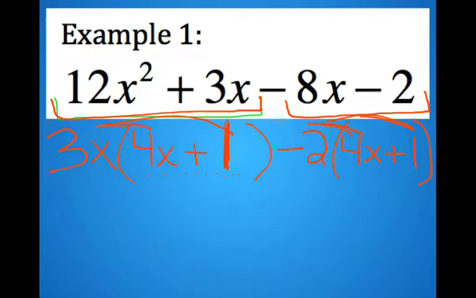Now we notice that they're both 4x plus 1, so we factor it out of both terms. When you take that out, you can see that there's a 3x left over, and then out of the second part, there's a -2 left over. So then put an extra set of parentheses there, and we're done with that first one.